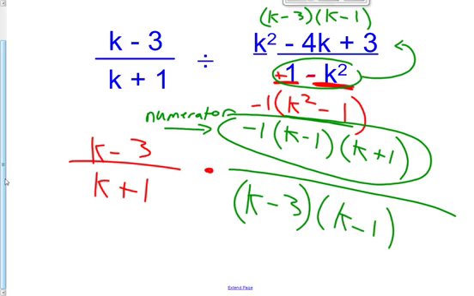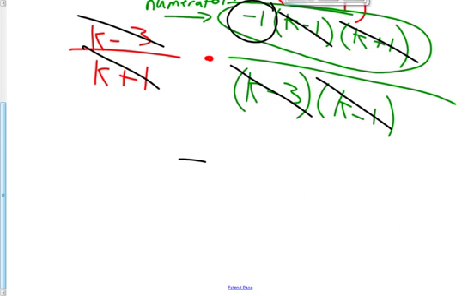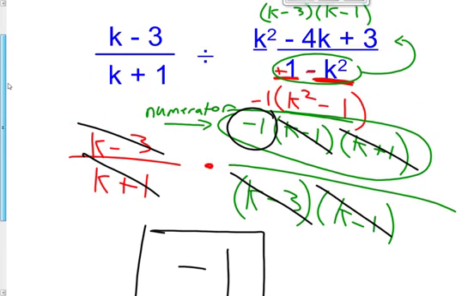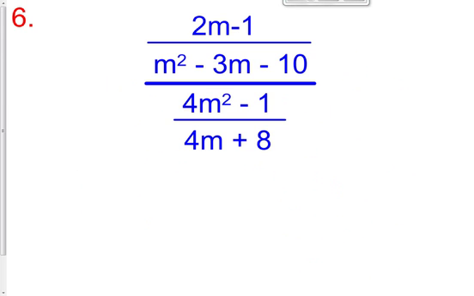Alright, let's start reducing common factors. K minus 3, k minus 3, k minus 1, k minus 1, k plus 1, k plus 1. Oh, that was great, wasn't it? Oh, that was fun. So all we have left is this negative 1. That's a fun problem right there. All that canceling, and all that's left is your answer of a -1. I love it. Pause the video, please. Try number 6 on your own.